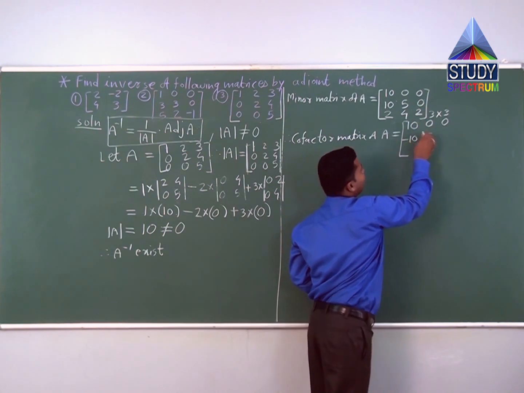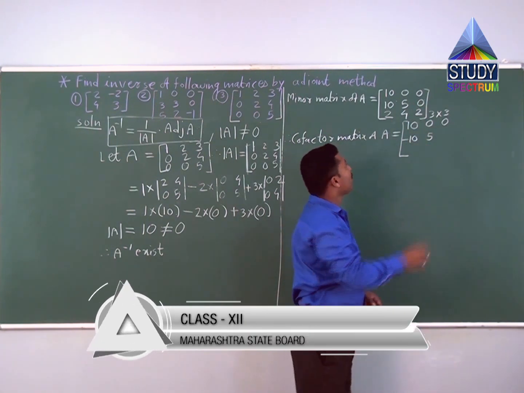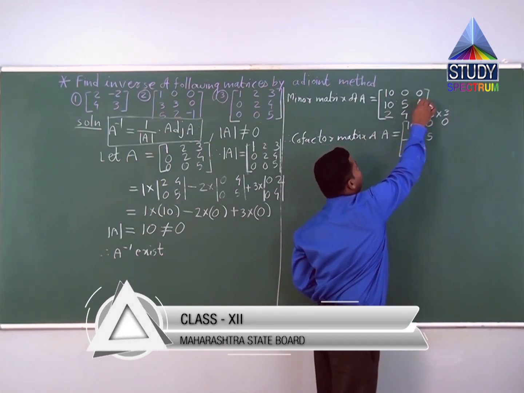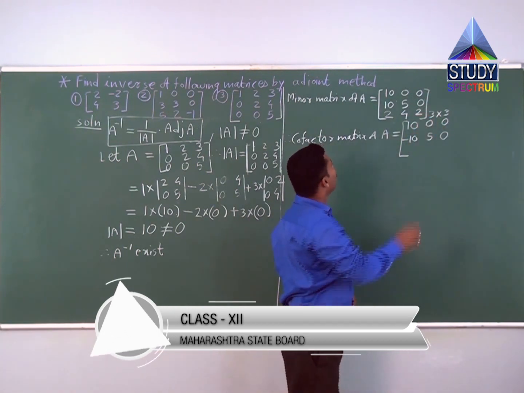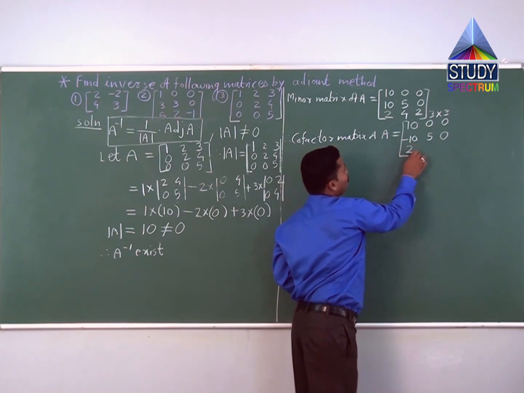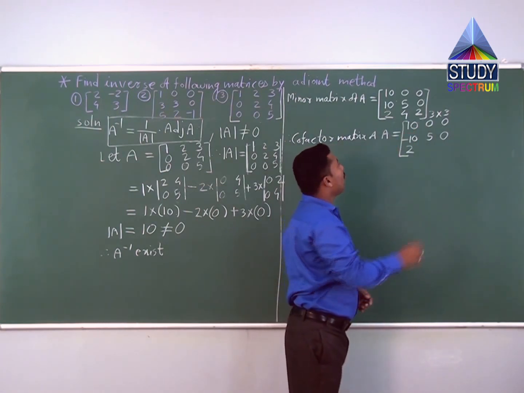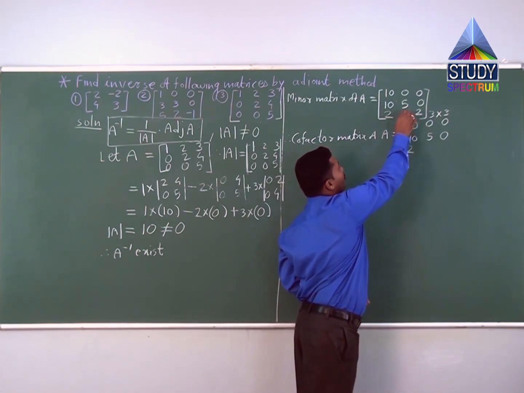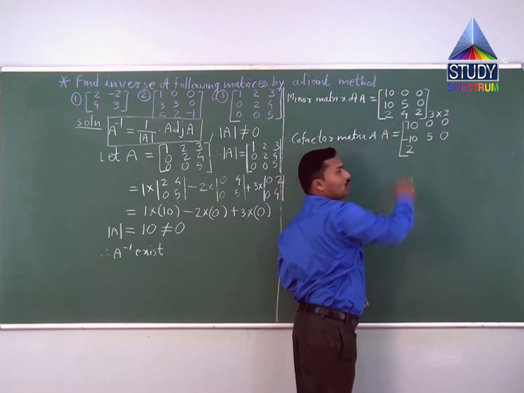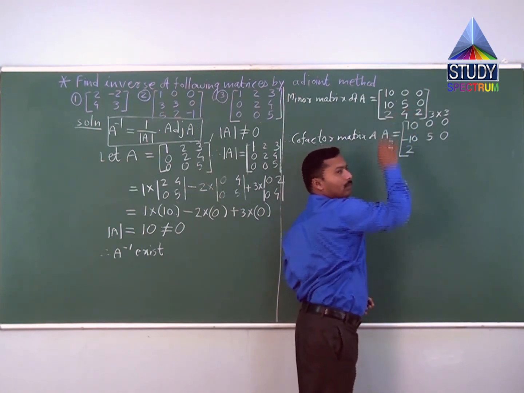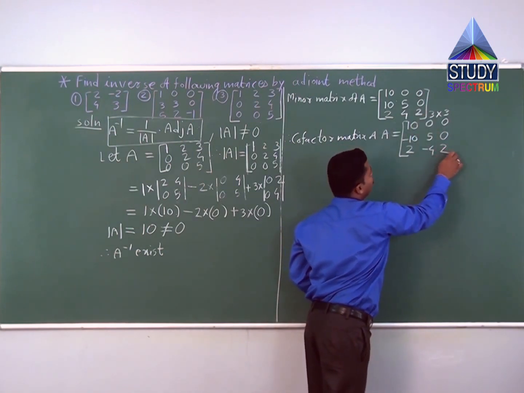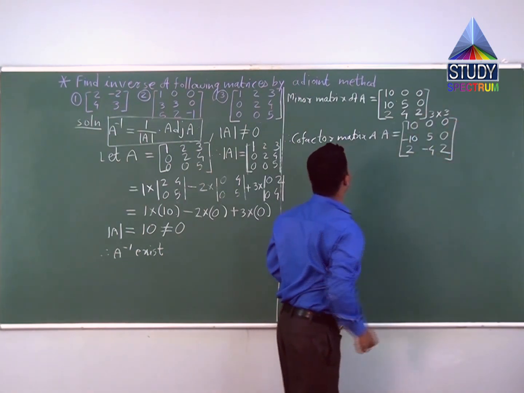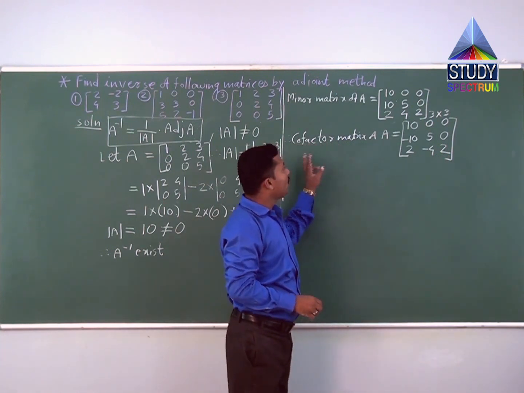No change here, so 5 as it is. Again change means 0 replaced by minus 0, again 0. Here is no change, so 2 as it is. And here is a 4. Here is a change, so plus 4 becomes minus 4. And last, no change, so here is a 2 as it is. So this is our cofactor matrix of A.